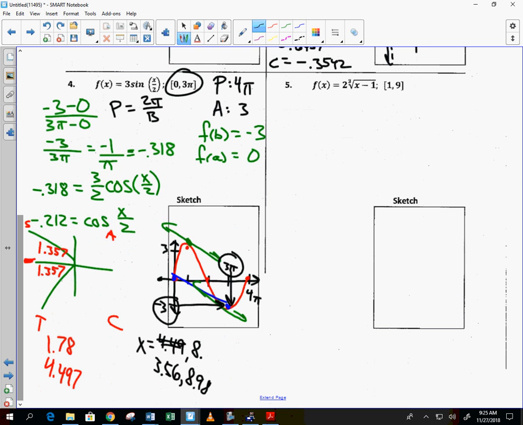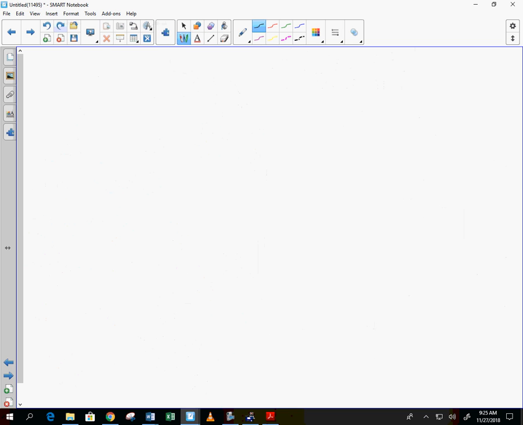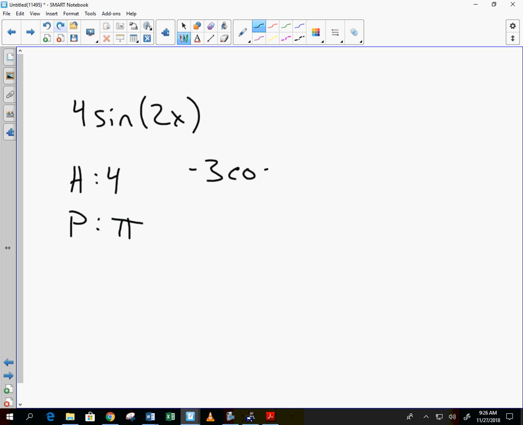B is the value in front of the x. So if you have, say, 4 sine of 2x, that means that the amplitude is 4 and the period is 2 pi divided by b, or pi. If you have negative 3 cosine of x over 3, then we know that the amplitude is 3 and the period is 2 pi divided by 1/3, or 6 pi. Amplitude is always positive because it's the absolute value.